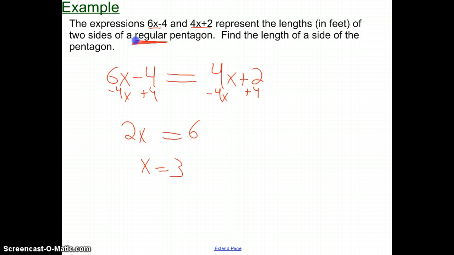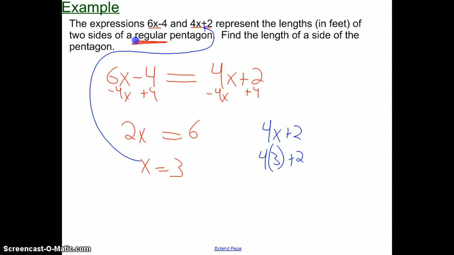X is 3, but I have to pay attention to the question. It says find the length of a side of the pentagon, okay? X is not a side length, it's just a variable. So what we need to do is take this x value and plug it into one of these expressions. I just chose that second one for no good reason. But 4x plus 2, x is 3, so we get 4 times 3 plus 2, that's 12 plus 2, which is 14. There is a side length.